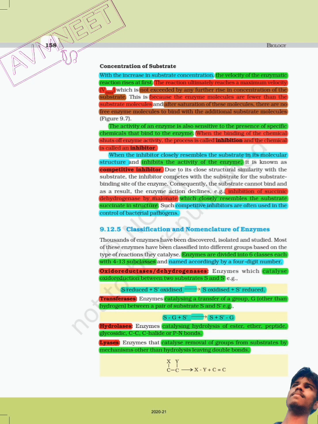9.12.5 Classification and nomenclature of enzymes. Thousands of enzymes have been discovered, isolated, and studied. Most of these enzymes have been classified into different groups based on the types of reactions they catalyze. Enzymes are divided into 6 classes, each with 4 to 13 subclasses, and named accordingly by a 4-digit number.